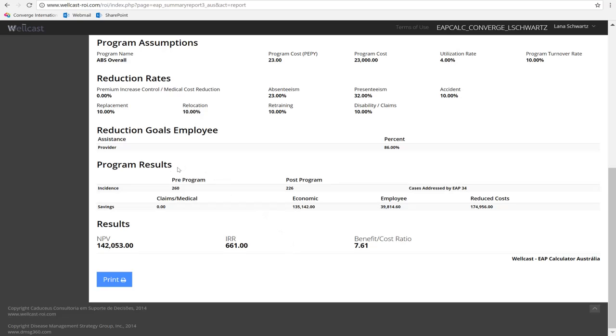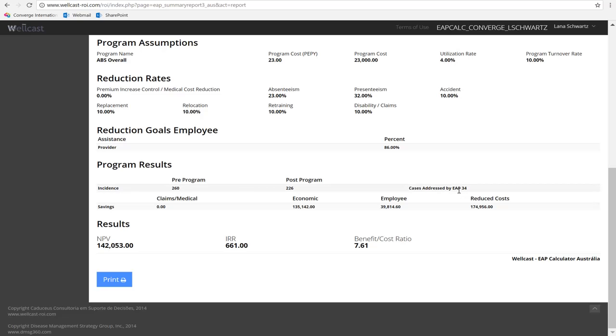What it says here is that there were potentially 260 people who could have come through our program based on the 26% prevalence rate. In fact, EAP addressed 34 cases. So that would be our utilisation rate minus our program turnover rate. So there would be slightly more cases than that, but we've taken 10% off because they're people who just would have dropped out of the program. The post-program shows us that there's actually 226 people who could have used our service to get a benefit, but still are out there. So that's what I would call our target market.